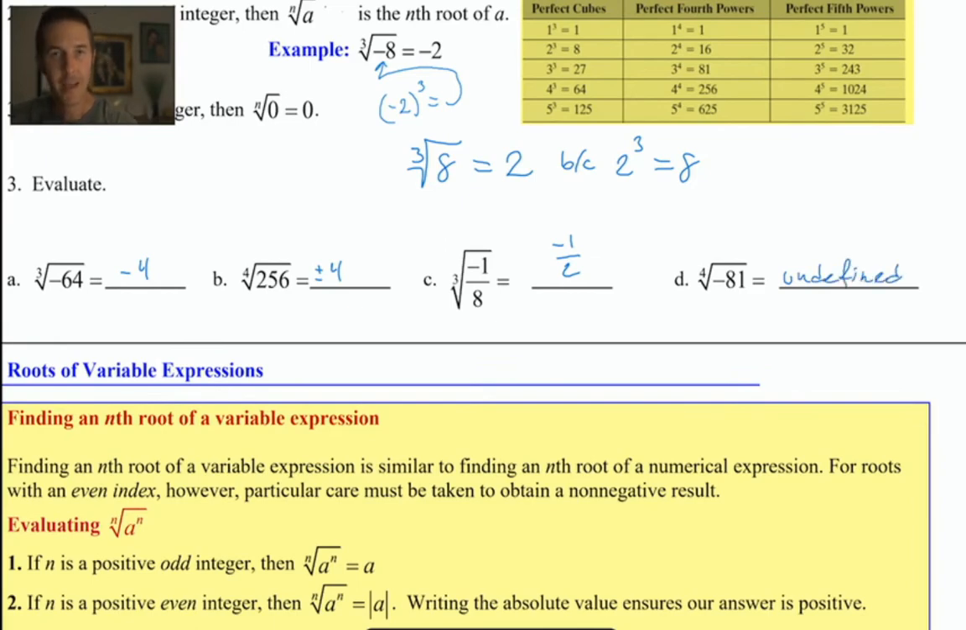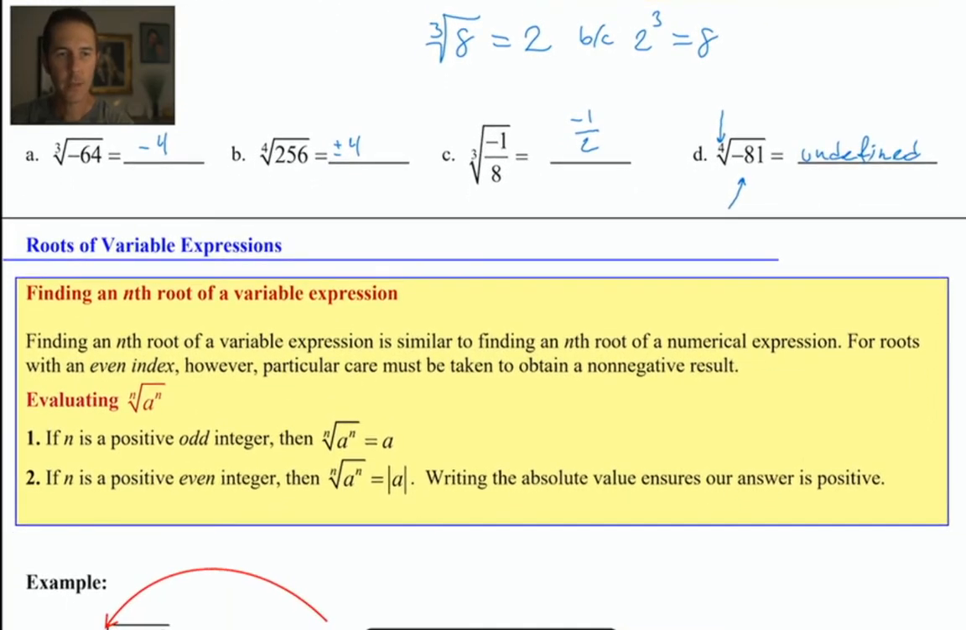You cannot have an even index and a negative radicand. You cannot have an even index and a negative radicand, or your answer will be undefined.